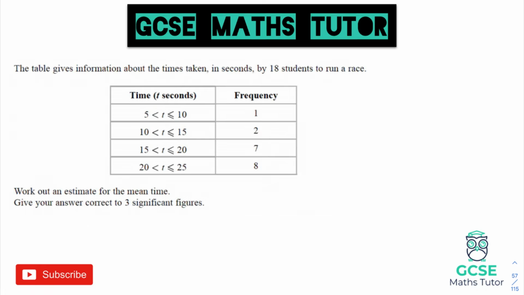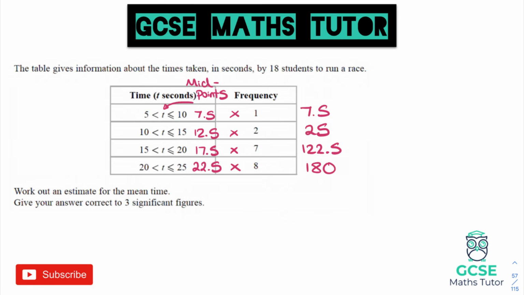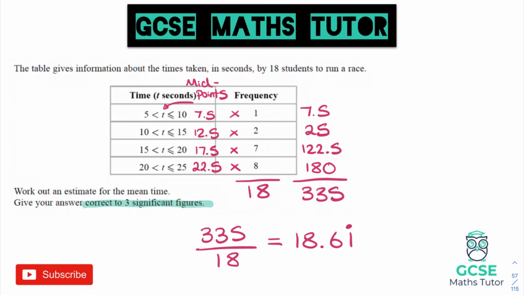When you are finding an estimate for the mean from a table, you have to get the midpoints of those class intervals, and then you can multiply those midpoints by the frequency to get the total for each row. Once you've done that, we find the mean as normal, add them all together and divide by how many there are. The total of how many there are is found from the total frequency. So here we would do 335 divided by 18, and you can get some pretty nasty decimals with these, so just round it however you are asked to in the question.